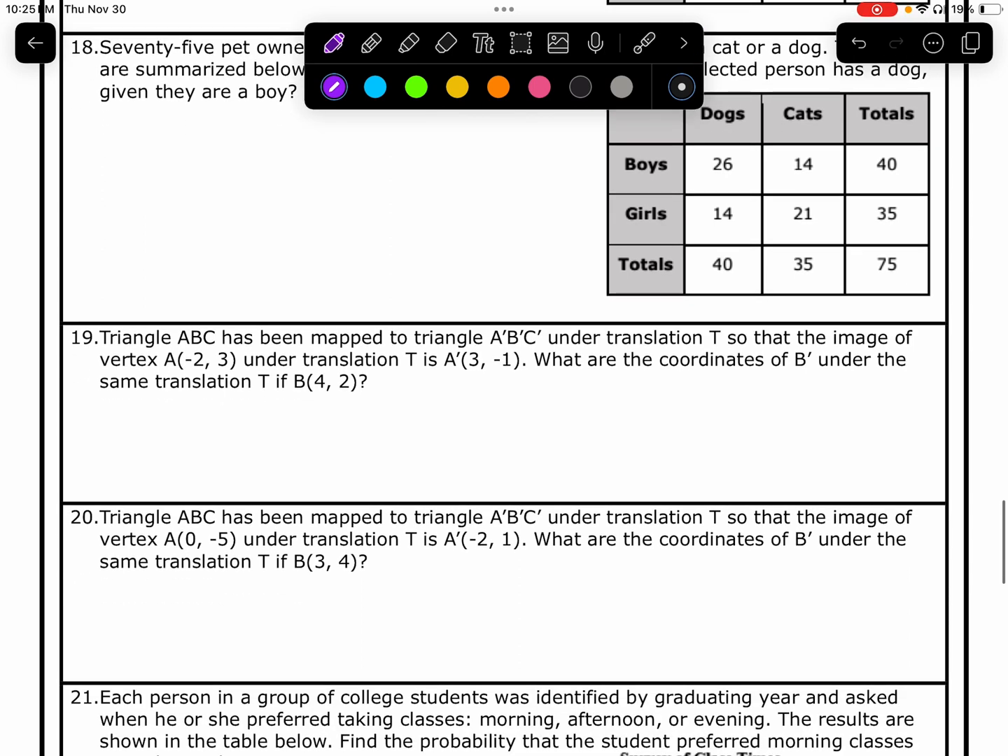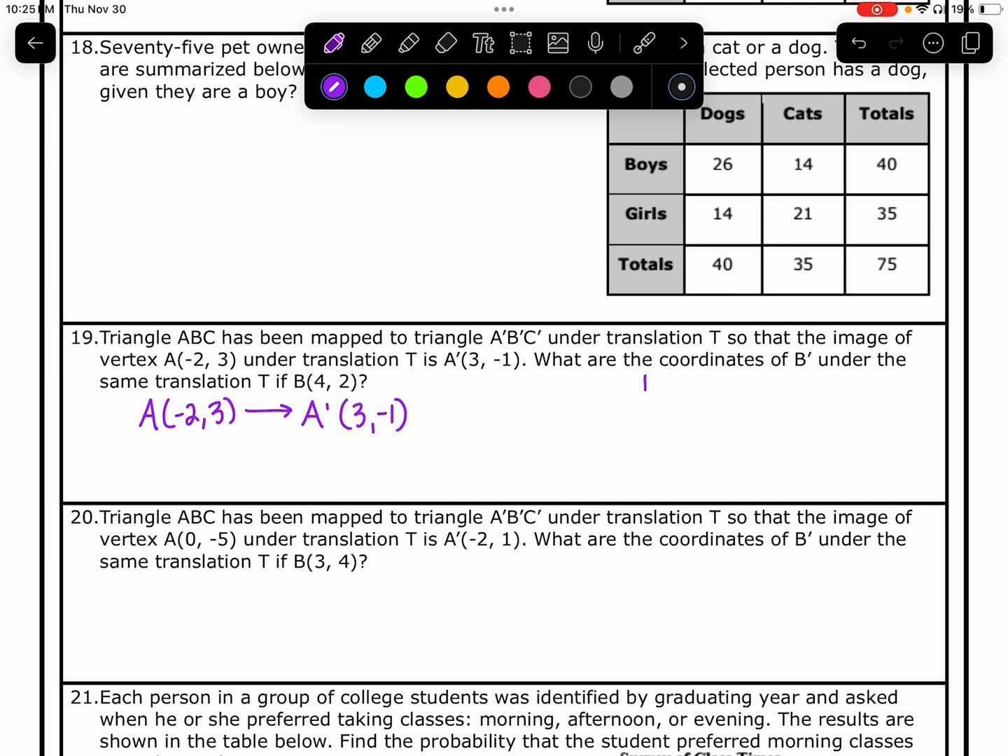All right, number 19. Triangle ABC has been mapped to triangle A prime, B prime, C prime under this translation. So the image vertex A, basically, A was (-2, 3), and it became A prime, which was (3, -1). Okay, so there was a translation. This thing had to slide.